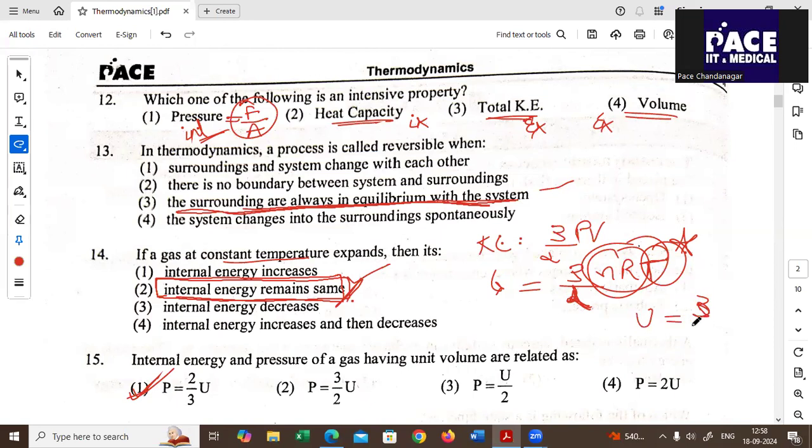It is hard writing it here. 3 by 2 PV. And PV is nothing but work. Now, how is PV defined as work? I am defining always PV as work.